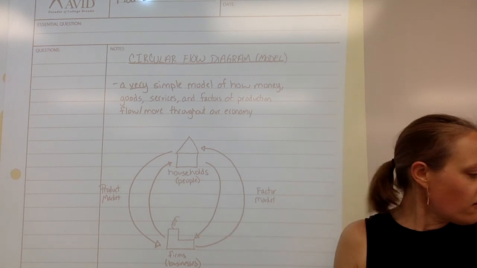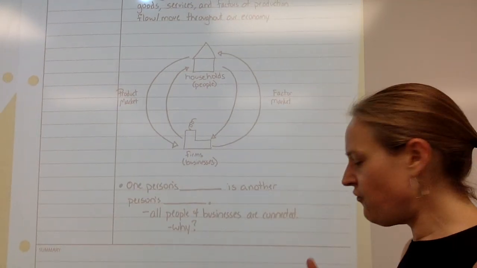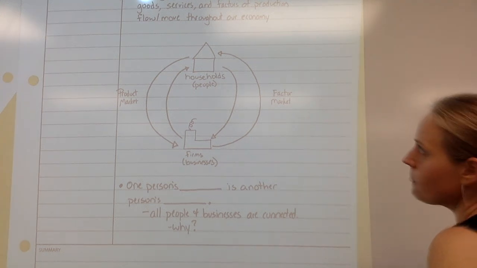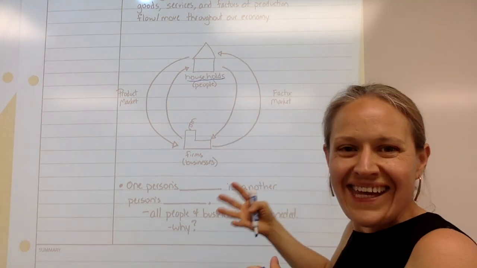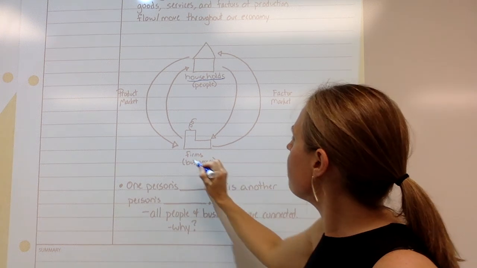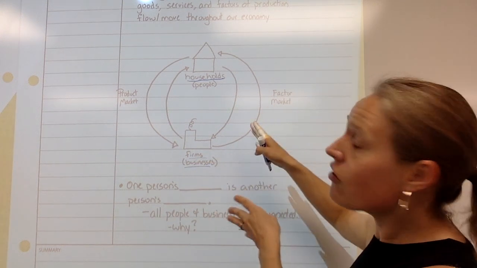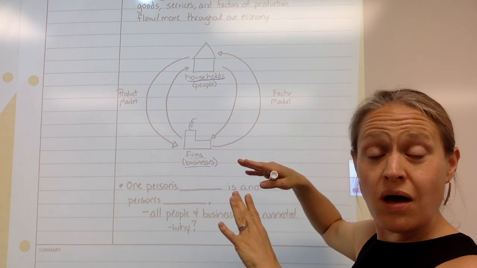All right, so let's go over our model here. We have to fill in a few things on here. We see that up here we've got households. In econ, we use the term households. It really just means people. And then firms, which means businesses. Now, notice the government is not a part of this very, very simple model. We will be getting into a model later.